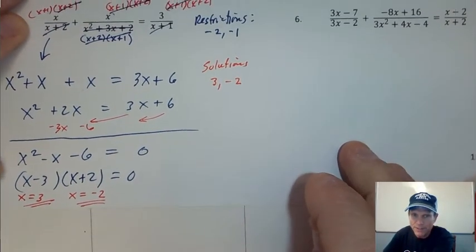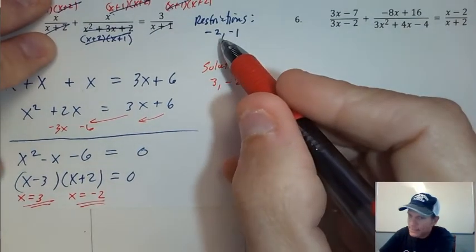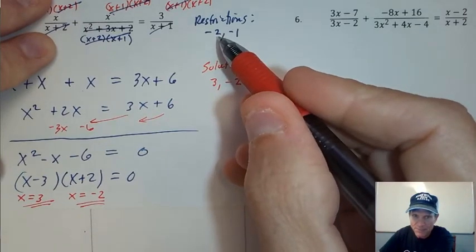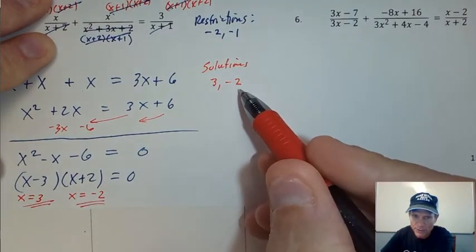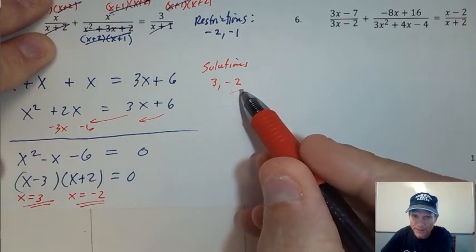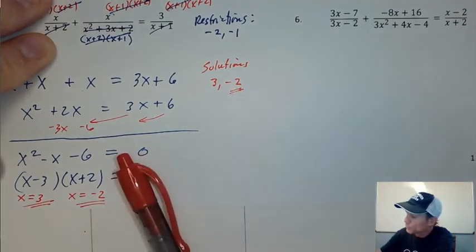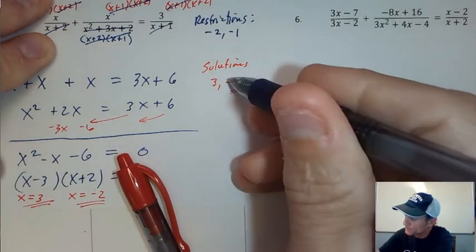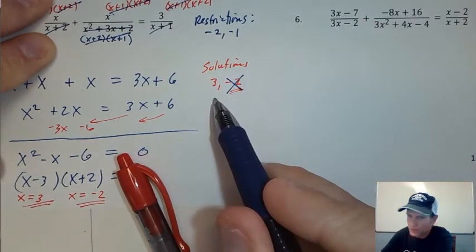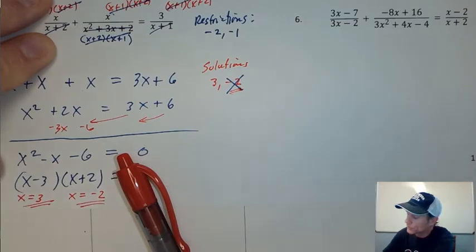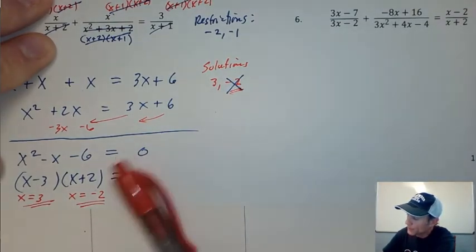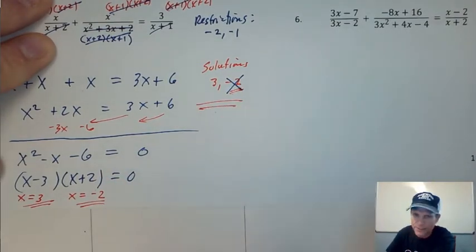But if you look here, remember I said at the beginning of this problem that it can't be -2. So this one right here, this -2, I have to rule out that solution, because that's one of the restrictions. And then the only solution is 3. So don't forget to do that and check that at the end of the problem.